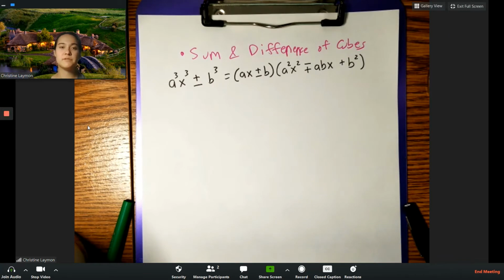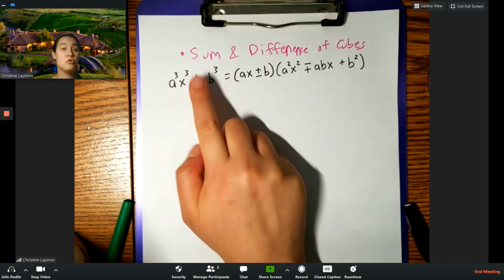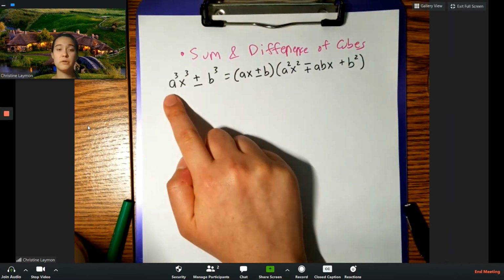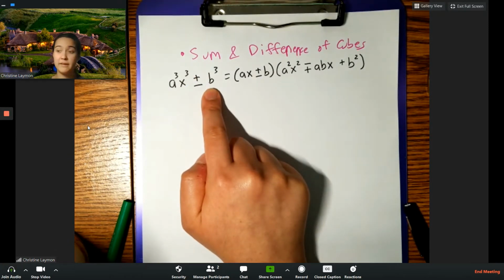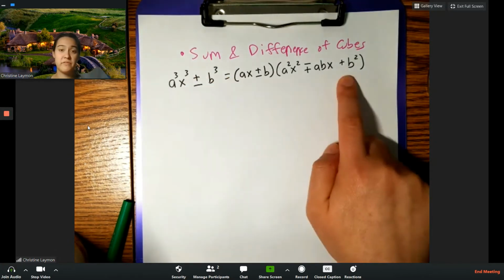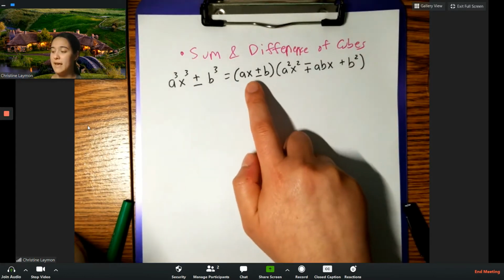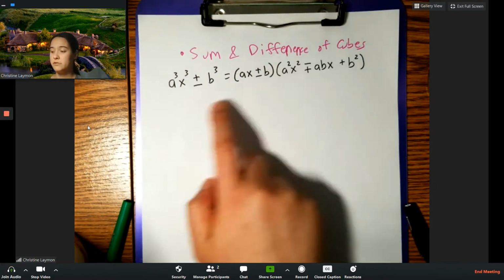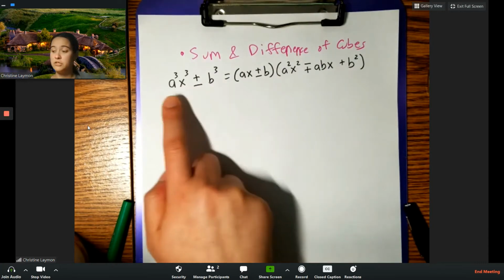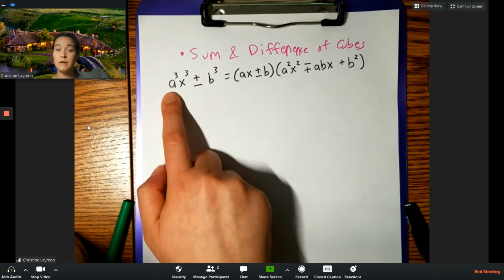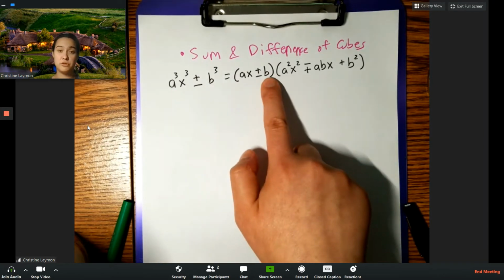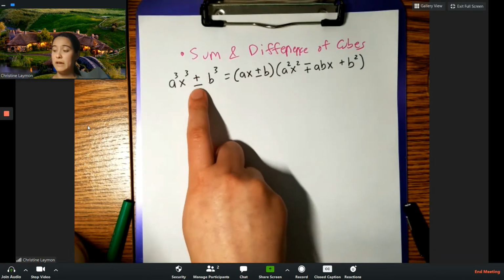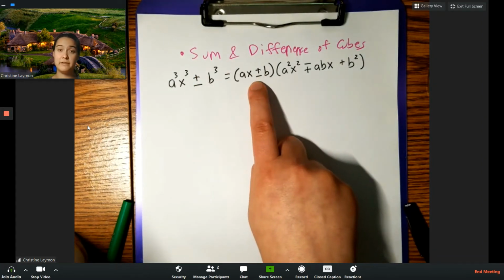This next type is called the sum and difference of cubes. So if I have no middle term, purely a number cubed, x cubed, plus or minus some other number cubed, in my example, this is how it's going to factor. Now, what this means is that the first part of this is going to be exactly the same thing you started with here, just the cube roots of those numbers. So let's say that was 27, you'd use a 3. Let's say that was an 8, you would use a 2. Whatever sign you have here, use the same sign here.